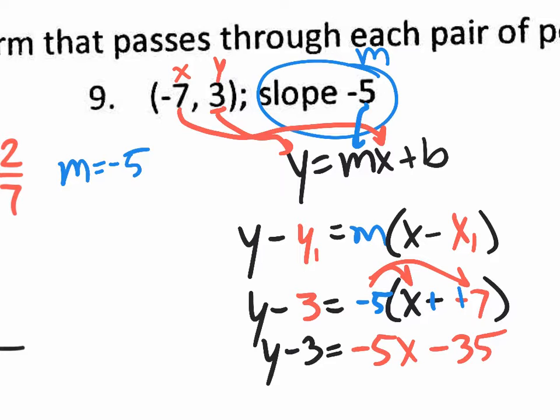So all I need to do now is get that y by itself. What do I do to get rid of that -3? Plus 3. That's right, plus 3, both sides. Thank you for participating.